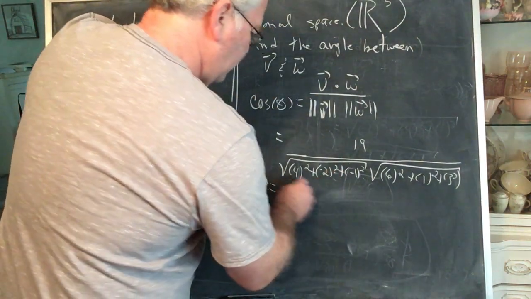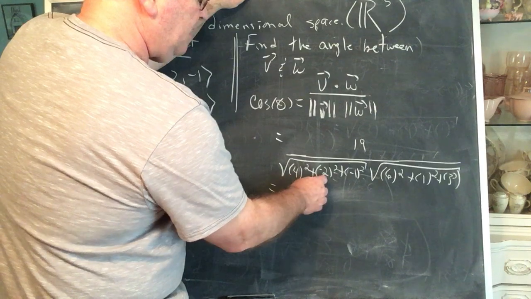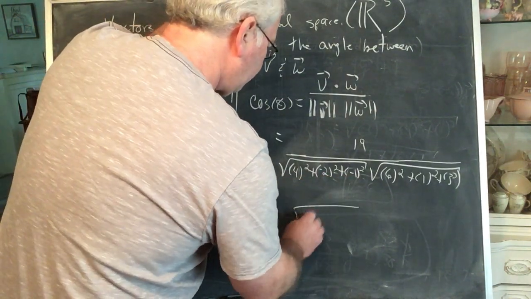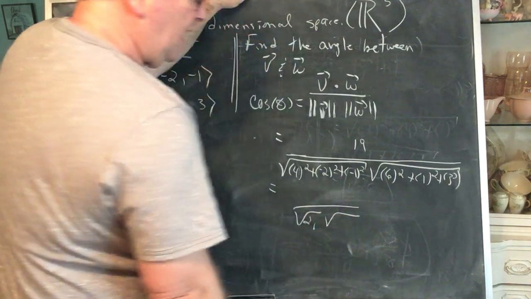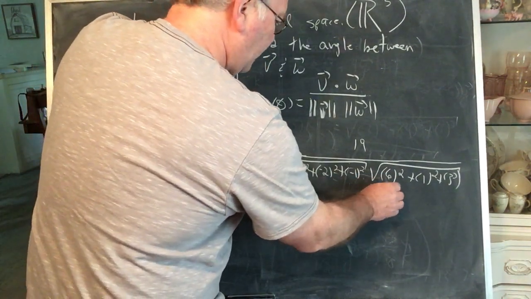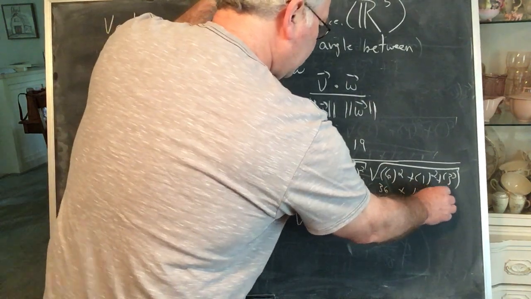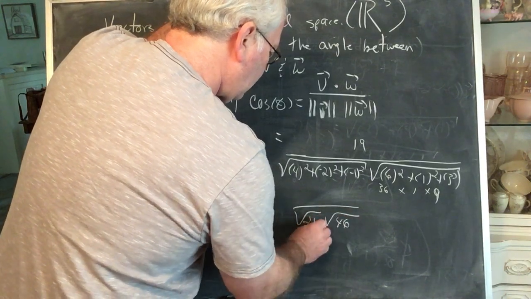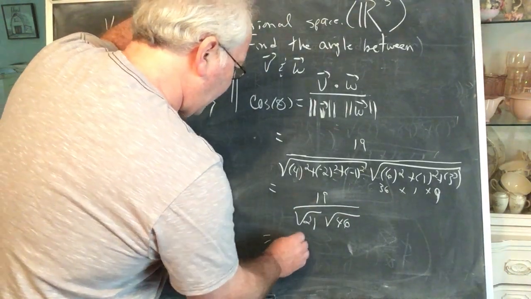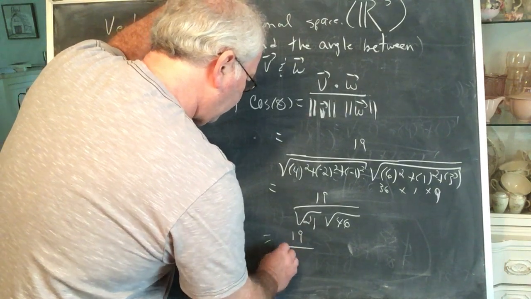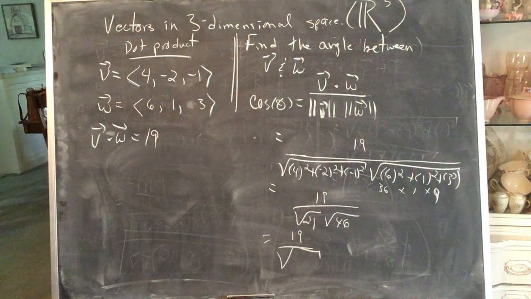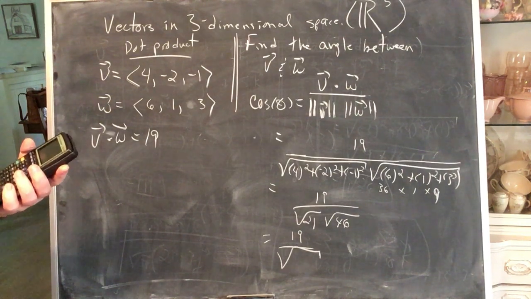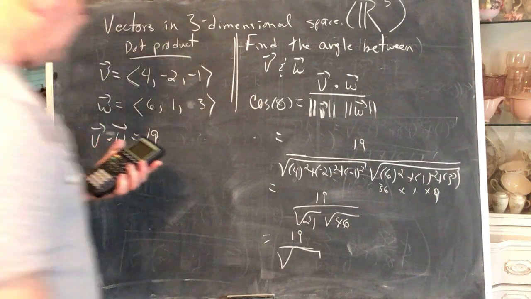So this is going to be, oh my goodness, that's 16 plus 4 plus 1. 16 plus 4 plus 1 is 21. And 36 plus 1 plus 9, that's not bad. 36 plus 1 plus 9 is 46. And so we have 19 over the square root of, remember the product of the square roots is the square root of the product. So I should be able to do 21 times 46 and get 966.